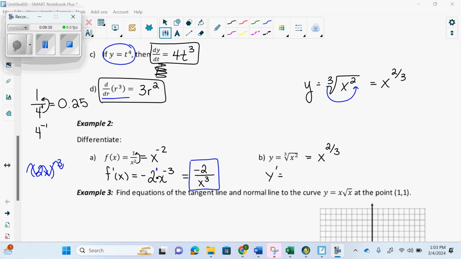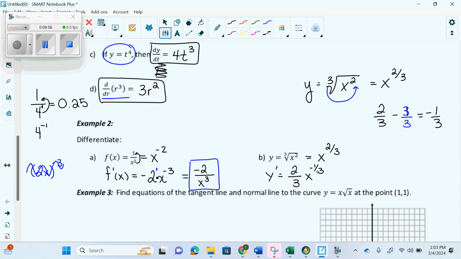So, we're going to drop the 2/3 in front, and we're going to get 2/3 x. What's 2/3 minus 1? Negative 1/3. If you don't know, you can go 2/3 minus 1. Well, 1 would turn itself into 3/3 so that you can make a common denominator, and so you get a negative 1/3. So we get 2/3 x to the negative 1/3.